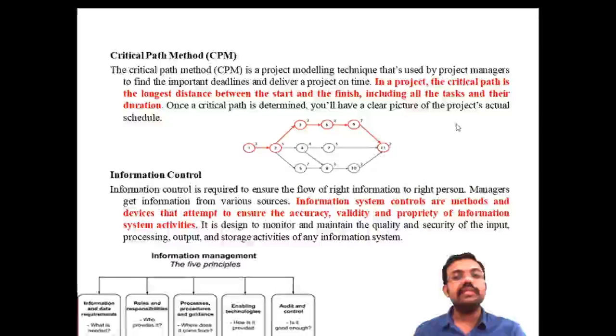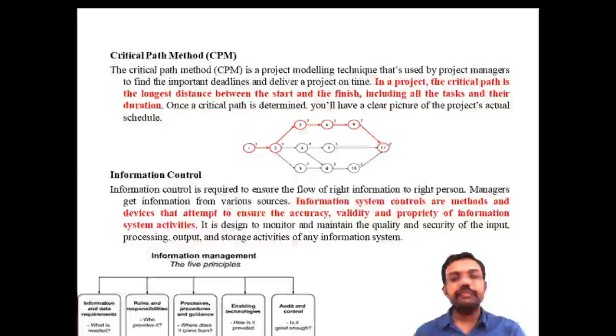The CPM is a very important tool used to identify the longest distance between the starting time and the finishing time, including all tasks in the duration. So the term is known as the critical path method. The critical path is a project modeling technique. It's mainly used by the project manager to find out the important deadlines and deliver the project on time with the maximum time related to the project.